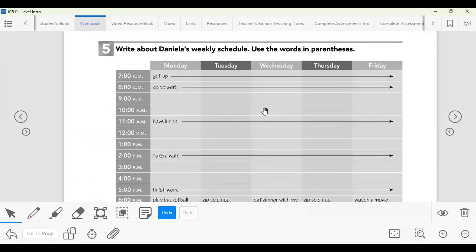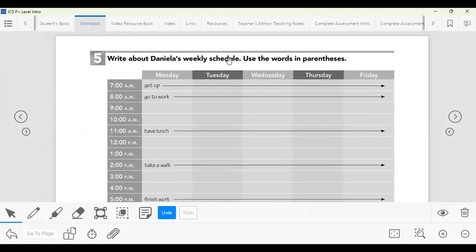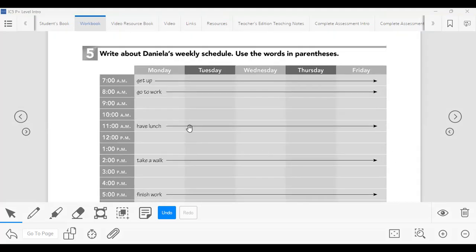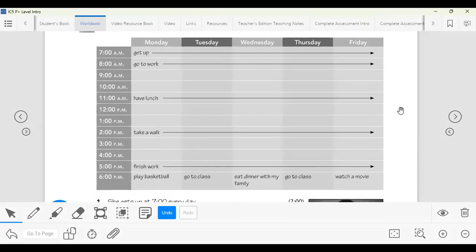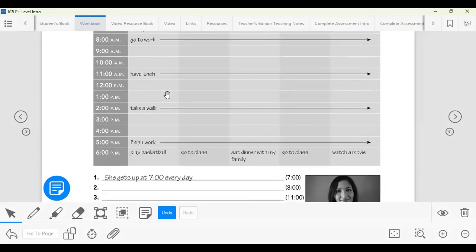Okay. So here we have this schedule. What you did in your homework was to say it in third person, because we're talking about who? About Daniela's weekly schedule. About Daniela, correct. So it's a she, so that's why you change the verbs, right? You all changed the verbs, not exactly the way they are here.